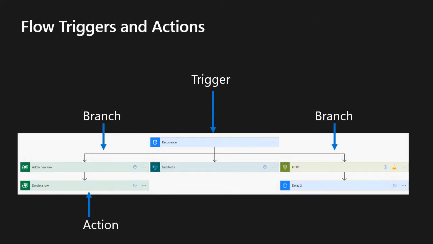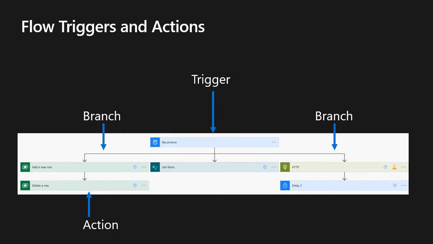What you see here is a representation of a flow that includes a recurrence trigger. This is a trigger that is on a time interval, and also a representation of a parallel branched flow. We see three branches, left, middle, and right. Starting with left, we see two boxes. Each box is called an action. An action can connect to a service, such as in this case, add a new row and delete a row. These services can be identified by the icon on the left. The icon on the left in this instance is Dataverse.